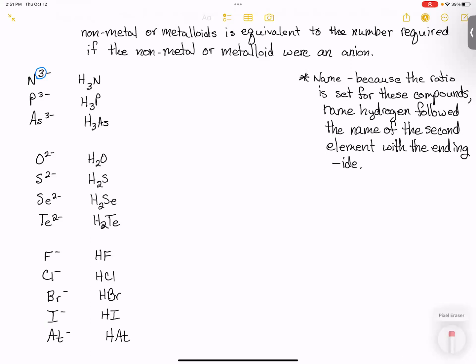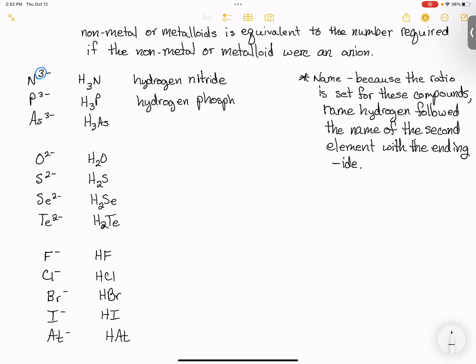So this first one is hydrogen nitride. I'm naming the hydrogen and then I'm following it with the second element with the ending -ide. The next one is hydrogen phosphide.